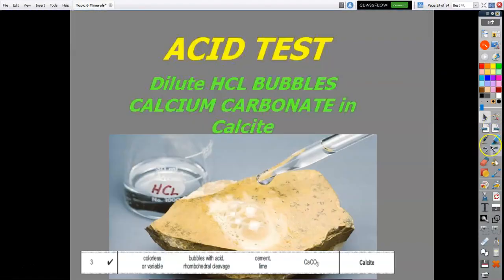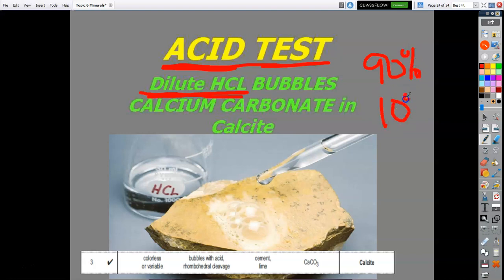And one more test. Sorry, acid test. So hydrochloric acid, very dilute. Because they'll say, what do you mean by dilute? Dilute means it's mostly water. And so I do this in lab as well. I have a bottle of this hydrochloric acid. It's 90% water, and only 10% of it is hydrochloric acid.